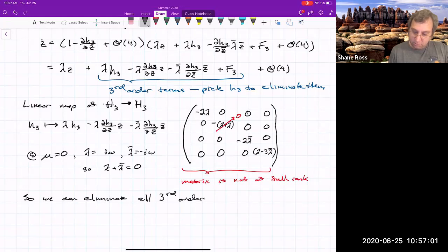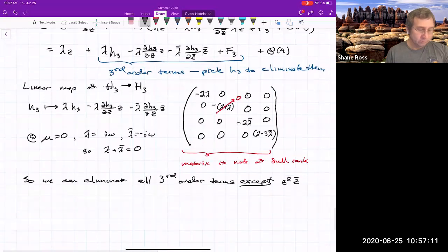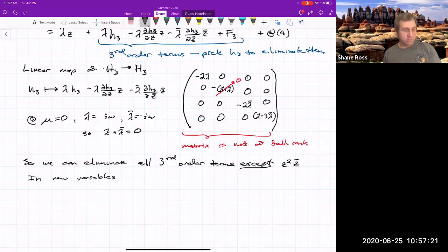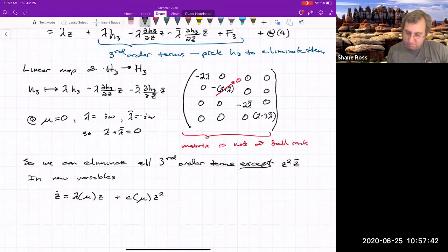So we can eliminate all third order terms except z squared z bar. All right. So in the new variables, once we've done the second order change of variables and now the third order change of variables, we have z dot equals lambda, a function of mu, times z plus some complex coefficient c, a function of mu, times z squared z bar, plus terms of order 4.